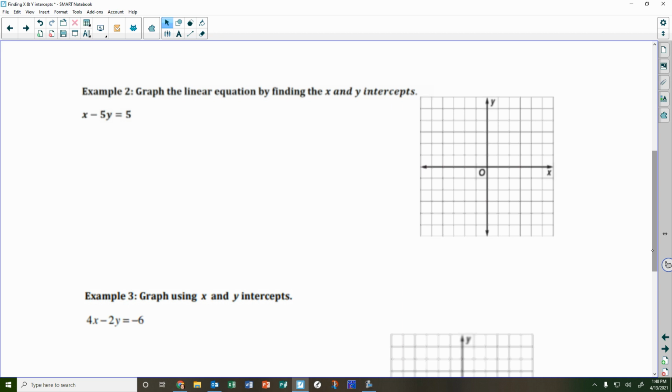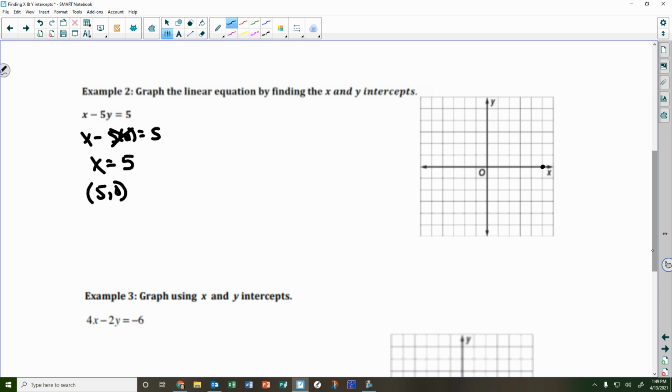Okay. So we're given this equation, x minus 5y equals 5. So again, if you want to find the x-intercept, the first thing you want to do is put a 0 in for y. So by doing that, that goes to 0, and I'm just left with x equals 5. That means for this graph, our x-intercept is the point (5, 0). Well, 1, 2, 3, 4, there's the 5. We go by 1s there.